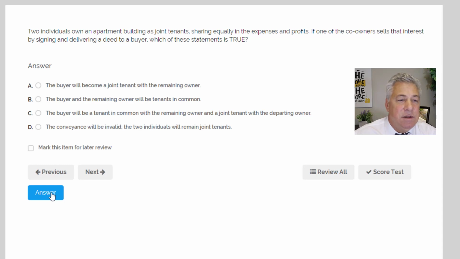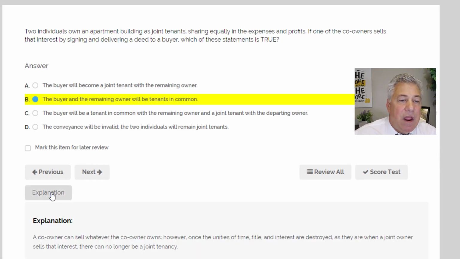And your answer is the buyer and the remaining owner will be tenants in common. Here we have a joint tenancy with only two owners. A joint tenant can transfer their ownership, but by doing so, destroys the unities of time and title. The new owner comes in at a different time than the other owners, so the new owner cannot come in as a joint tenant. They come in as a tenant in common.